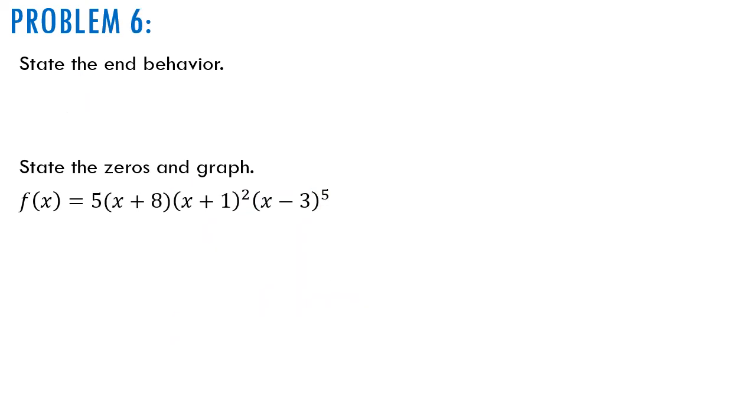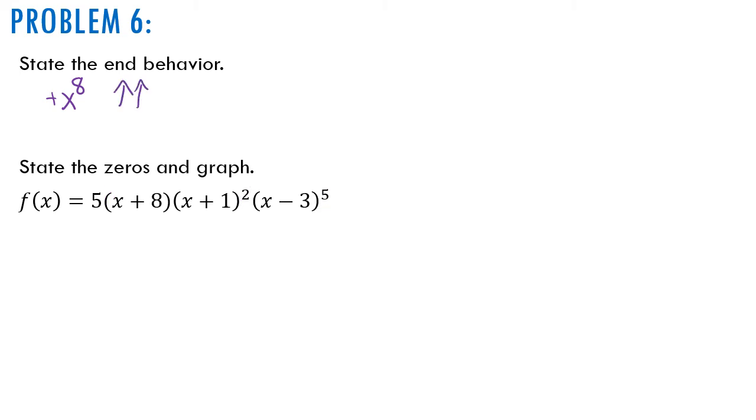All right, last one. So here, once again, we want to count how many x's we have. We have 5 here, 2 here, and 1 here. So that's 7. That's going to be a total of 8 x's. The number in front is positive. So I have a positive value with an even exponent, so that is up and up.